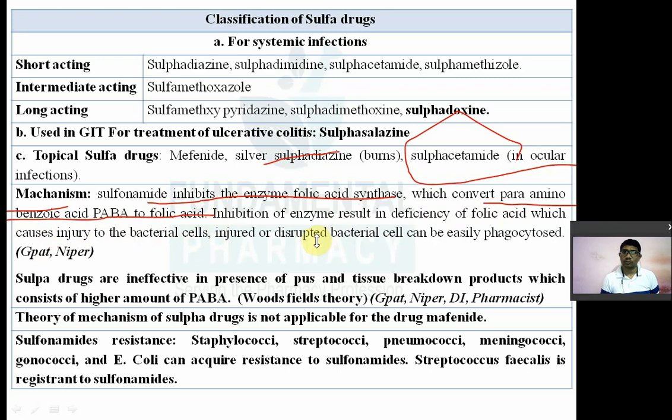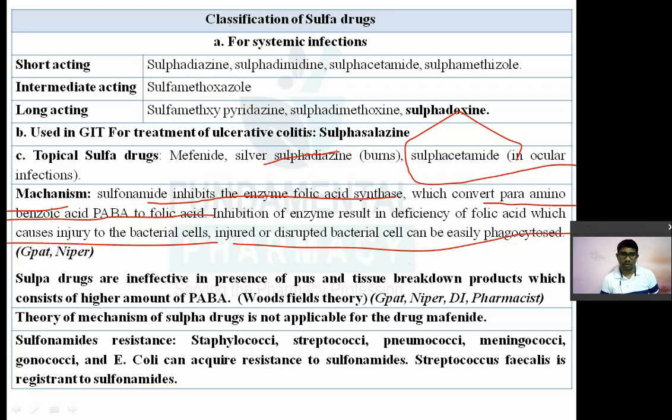Inhibition of this enzyme results in the deficiency of folic acid in the bacterial cell that causes the cell injury, and there will be no bacterial DNA formation. So injured or disrupted cells can be easily phagocytosed by our defense system. That's how they will act.